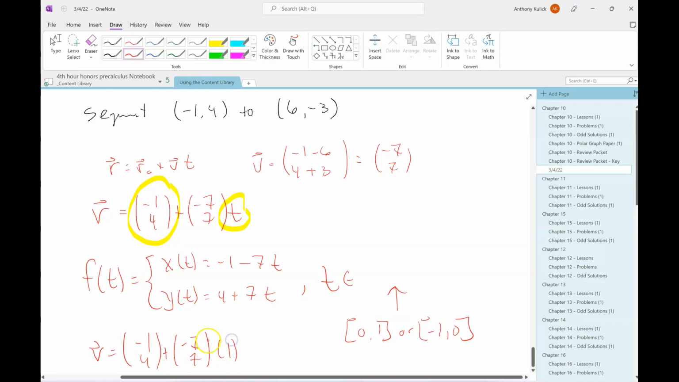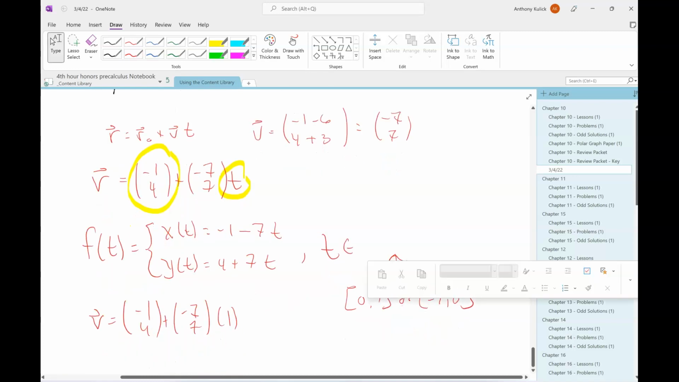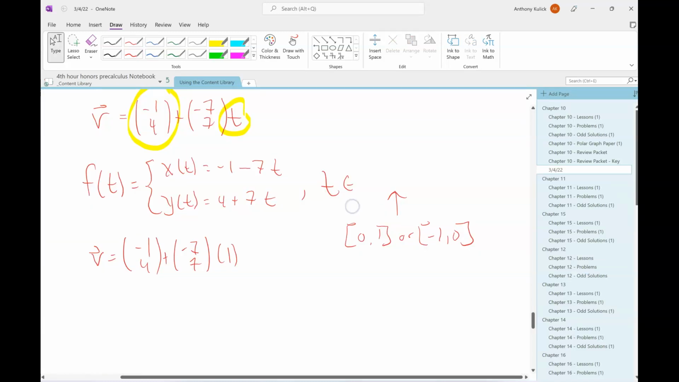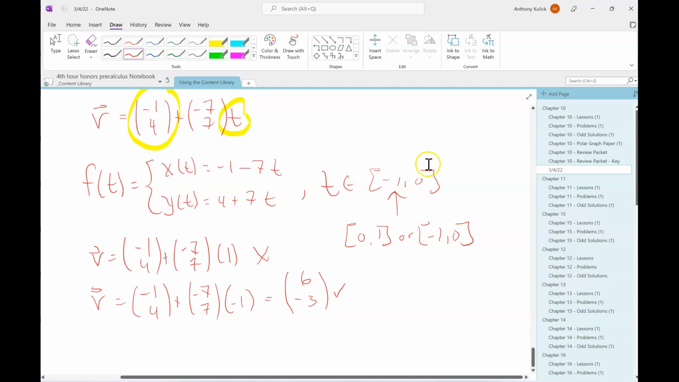So if I make that be 1, I get -8 on top, which is not what I'm looking for here. And if I try -1, I get (6, -3), which is what I want. But it's always going to be one of those two things. There's nothing to search for. That's where I wanted to end.